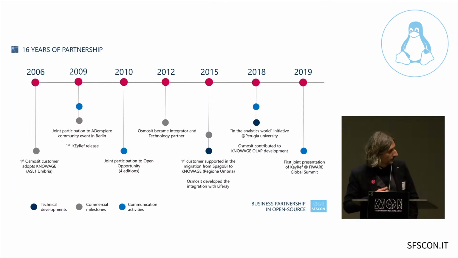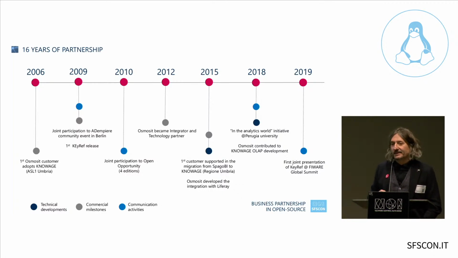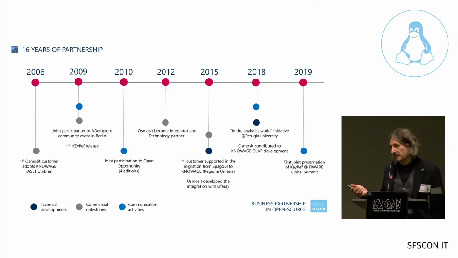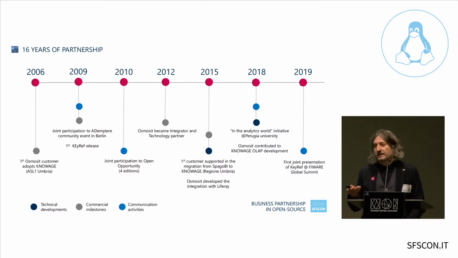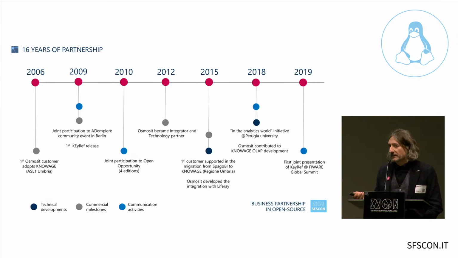Thank you for introducing me, Elena. Good afternoon again. Osmosit is a software house company in Perugia. Osmosit was born in 2006. We immediately decided the open source strategy is our strategy in a business model and in a partnership. The best example of this strategy is our product, KeyRef.